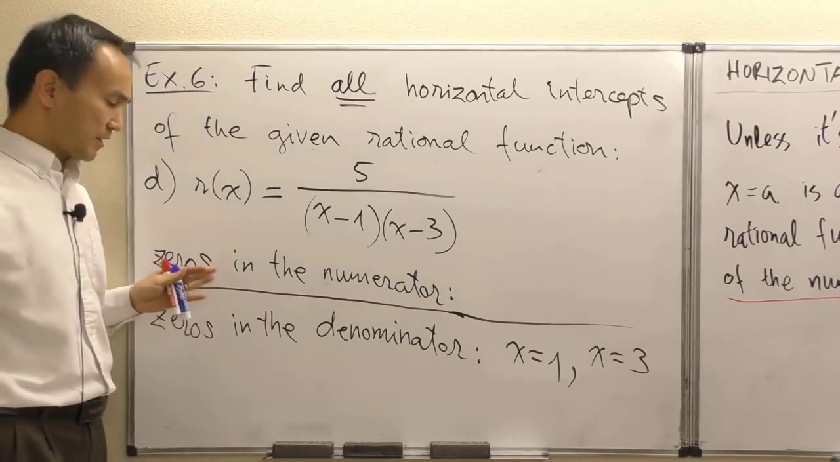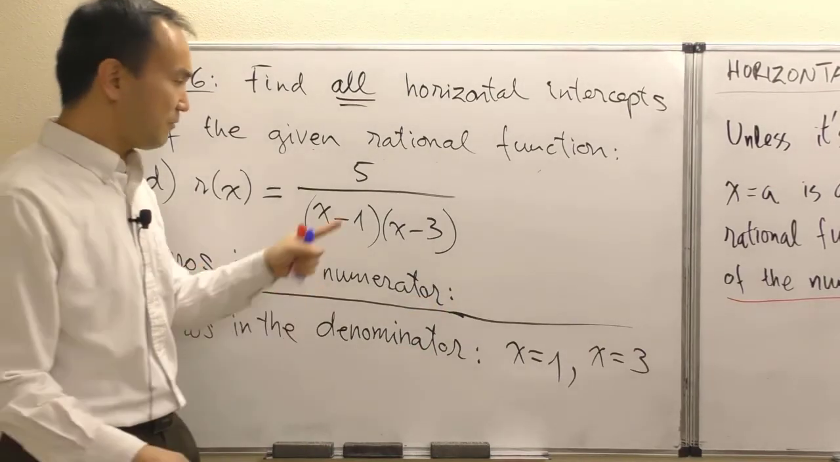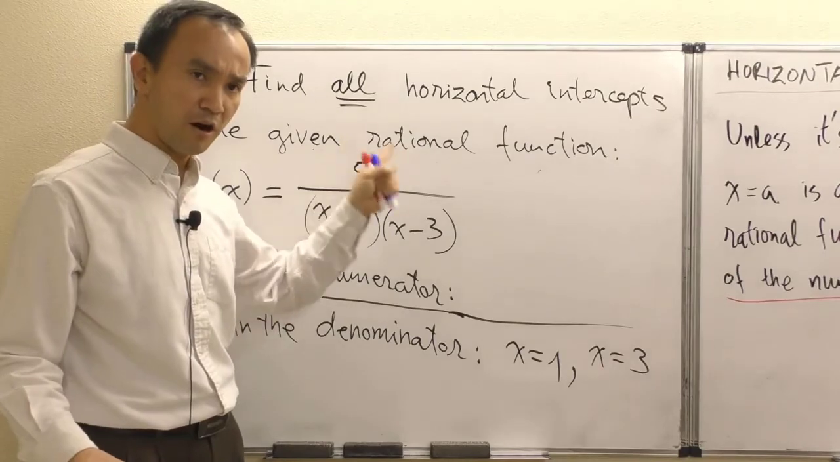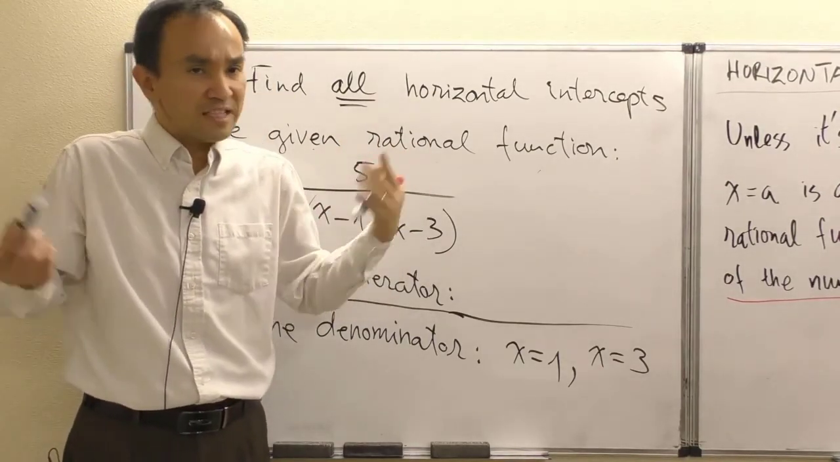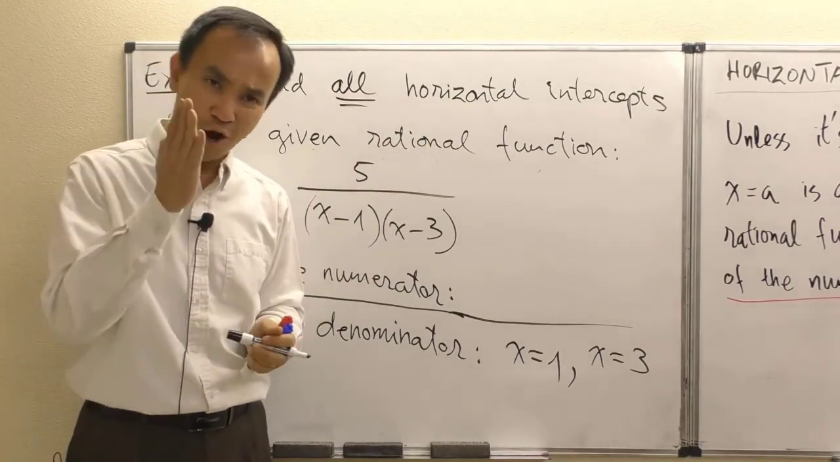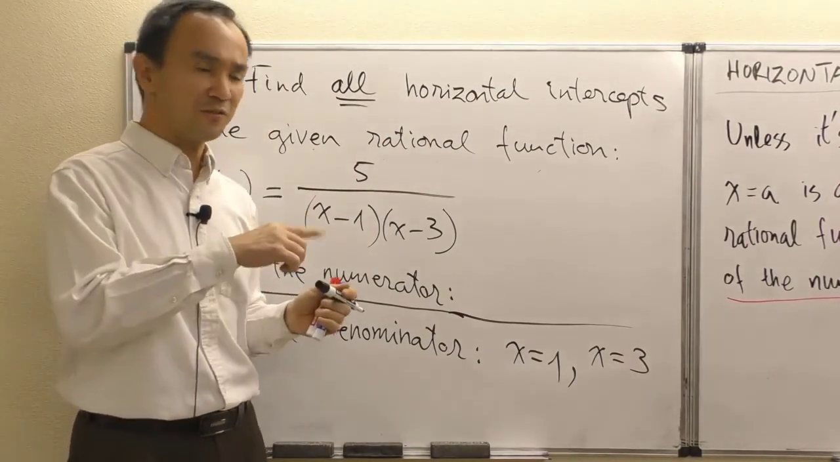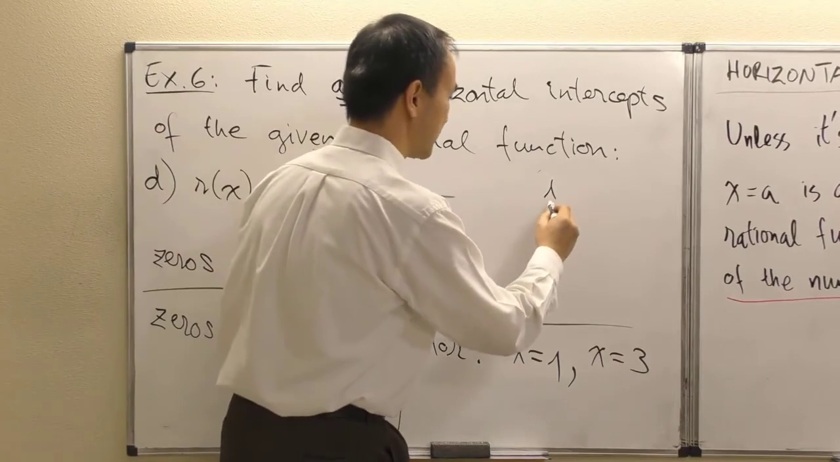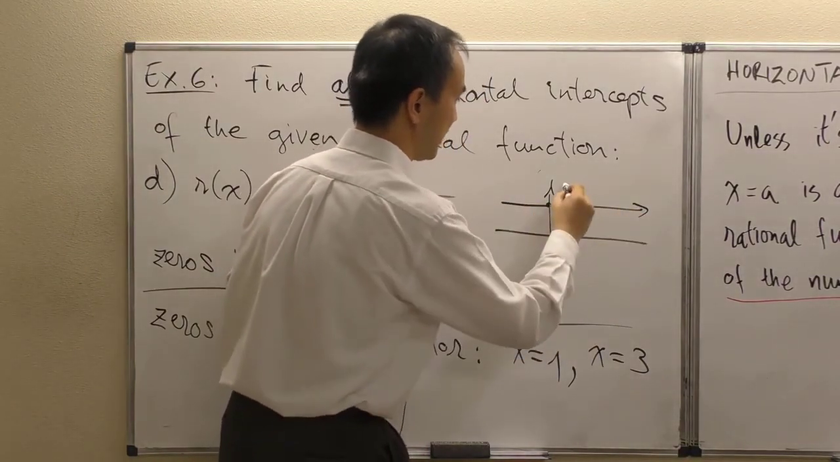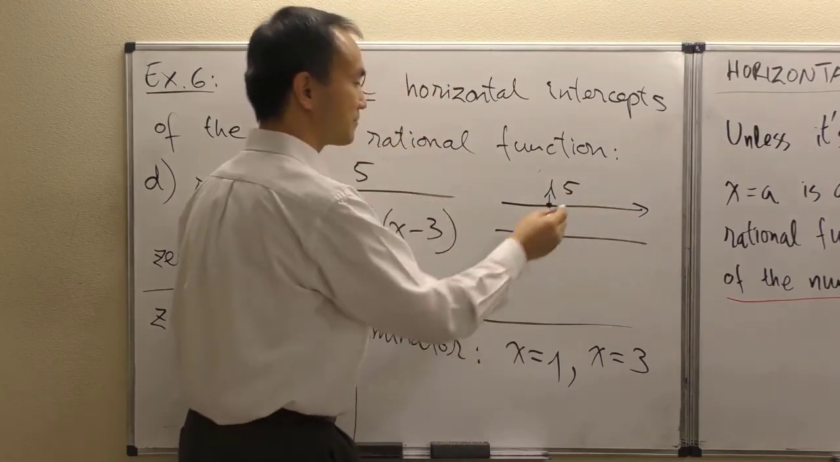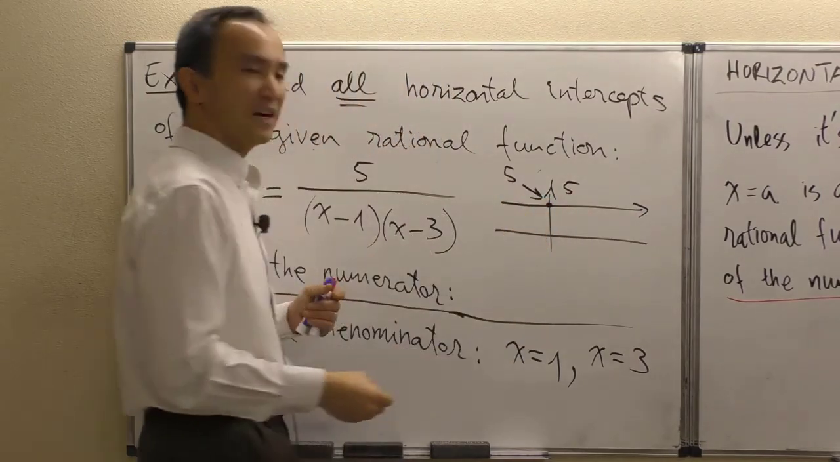Okay? But now as far as the zero in the numerator, if we just look at this polynomial on its own as a constant function, r of x equals 5, a constant function. The way this constant function looks is like this. It's one horizontal flat line at y equals 5, like that.